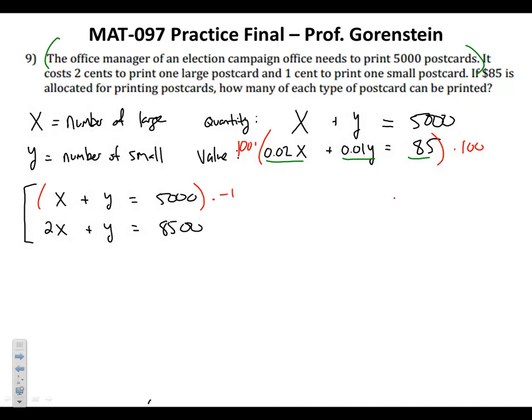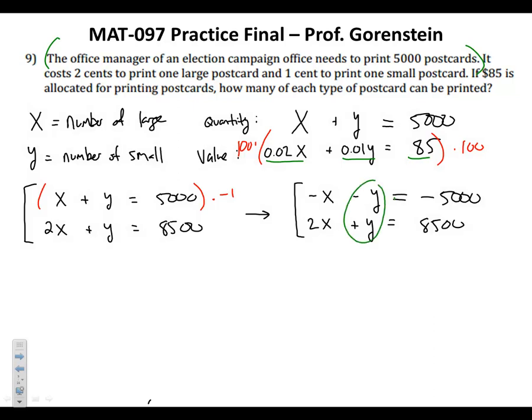So we can take the first equation, multiply by -1. So our system of equations will then become negative x minus y is equal to negative 5,000. And our second equation will remain the same. 2x plus y is equal to 8,500. So when solving using elimination, this is what you want. Equal and opposite. So we have a negative y and a positive y.